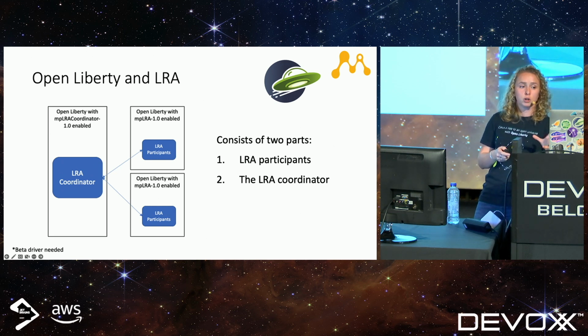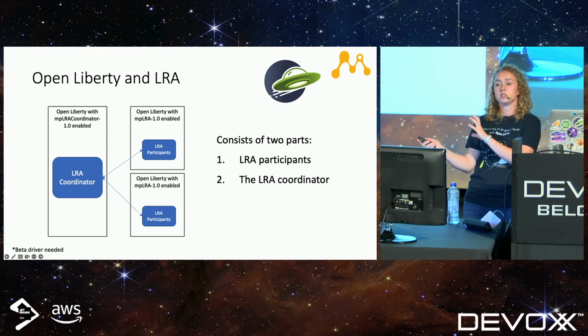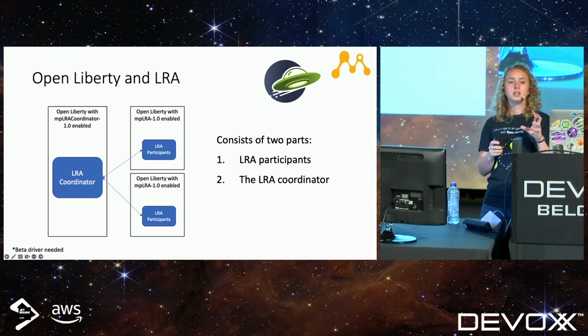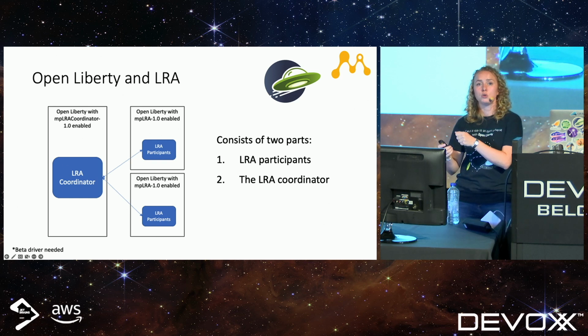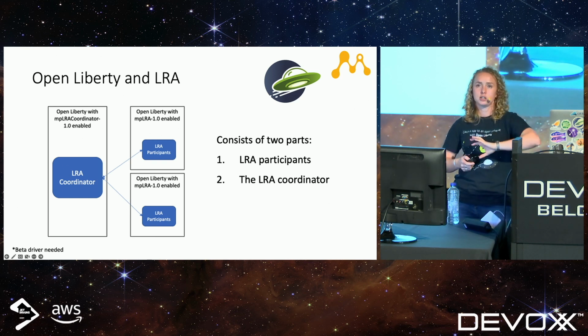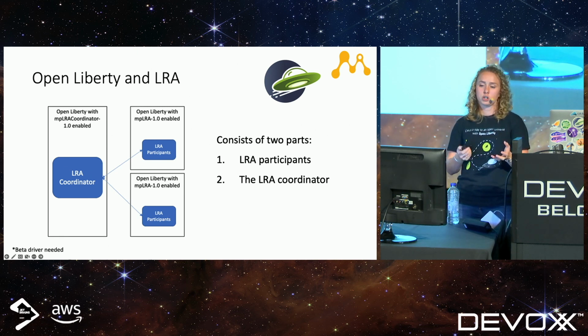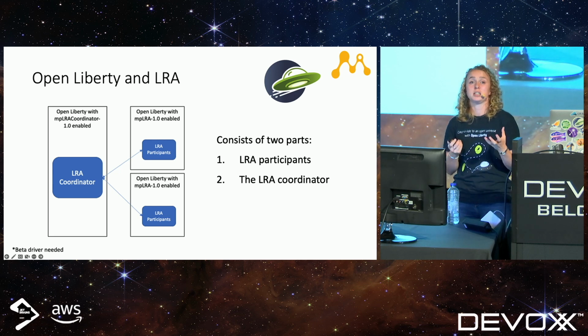And at the moment, just a general note, you will need to use the Open Liberty beta to be able to make use of this if you want to. So in this, we're using more of the orchestration approach. So we have a central coordinator, and the second part is essentially any participants that we want to be involved within a transaction. And it's fairly simple to get started with this.